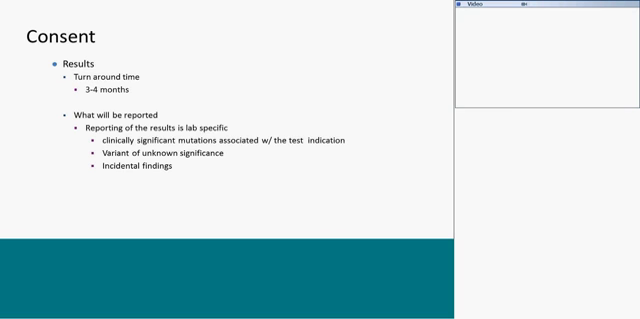The second one is a variant of uncertain clinical significance. It means that at the time we are doing the test, we do not really know what they mean. It does not mean that they are causing the disease. It does not mean that they're benign. It's just that we do not really know what they mean. I'm going to explain in the next slide what we can do about them. And third, incidental findings, which again I'm going to get to in a bit. Next slide.